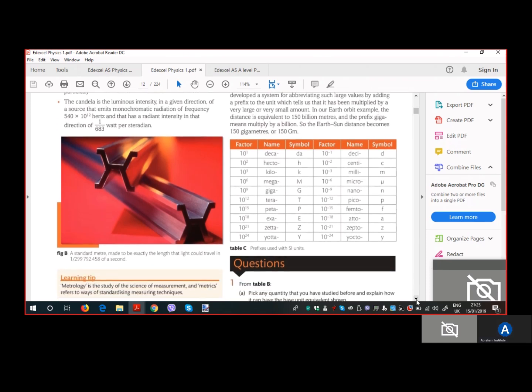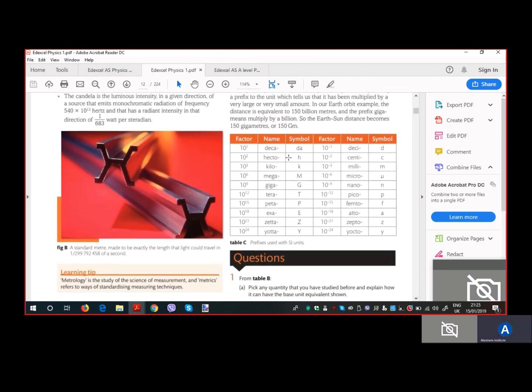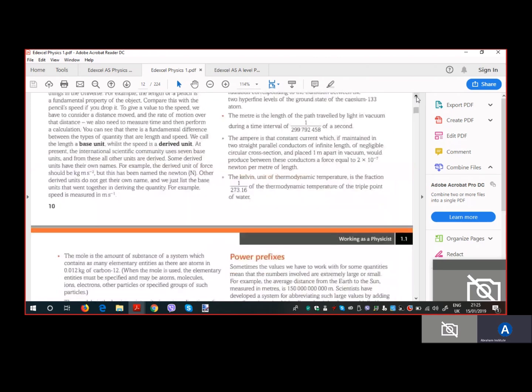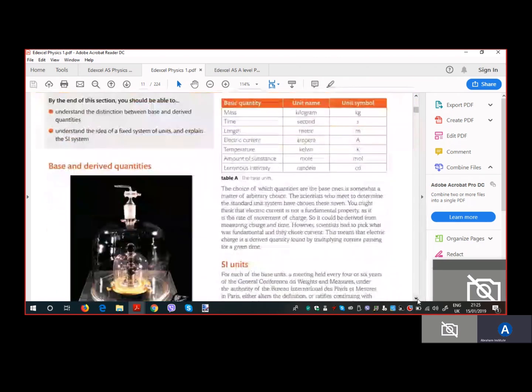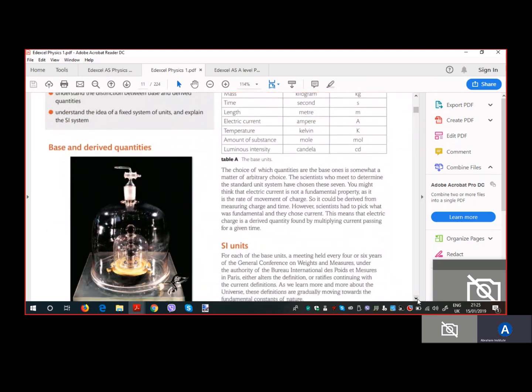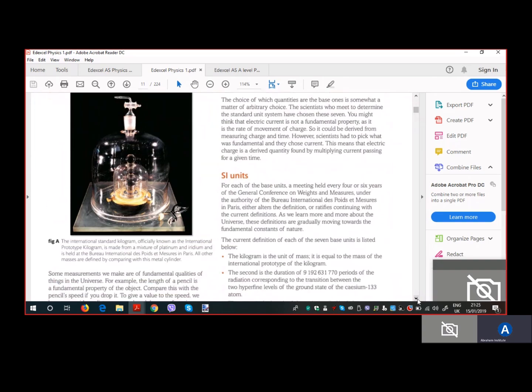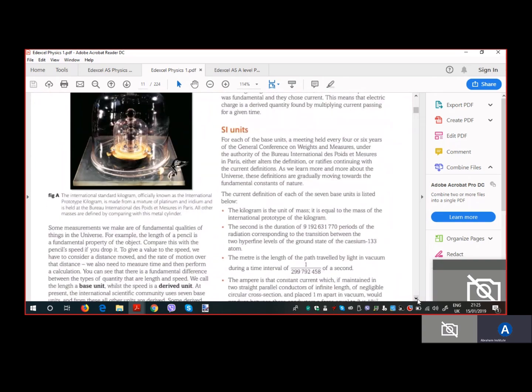Okay, so this table is also very important. You have to study it. So two things: the first one is this table, and you should know what a base unit is, what a derived unit is, and then the metric prefixes. So these are called metric prefixes.